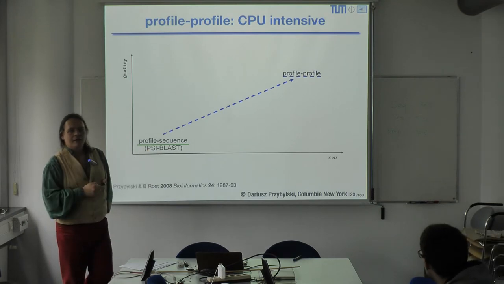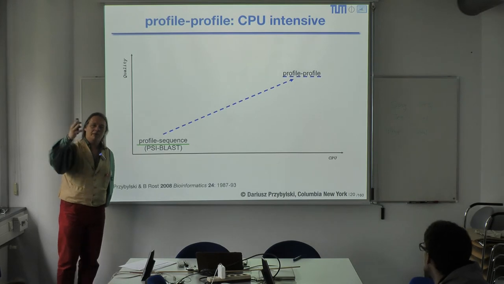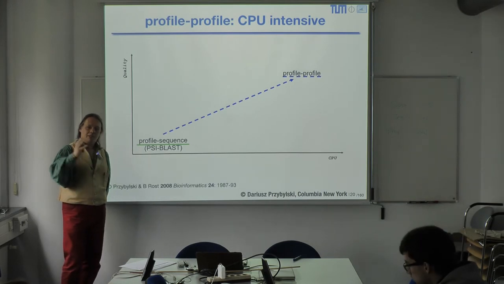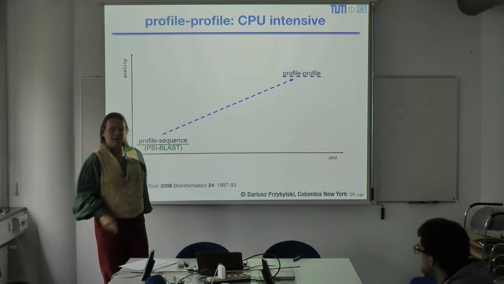Let's just say we give in. We say profile-profile is too complicated. We have too many open parameters. Our data set is not big enough to establish that this is better than that. So is there anything we can do in between?